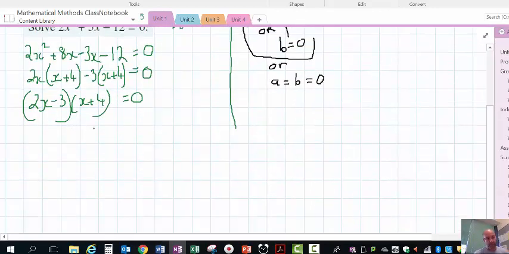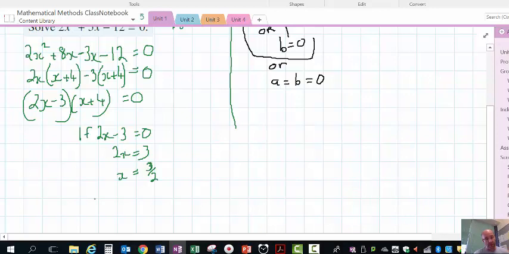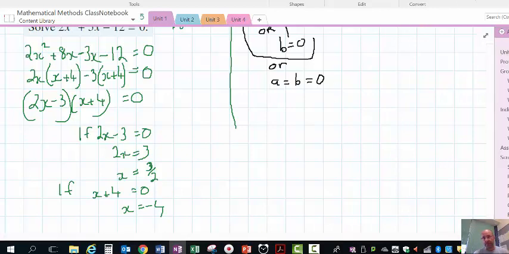So we go, if 2x minus 3 equals 0, that's the first of the two factors, then 2x equals 3 and x equals 3 over 2. So we have one solution, 3 on 2. And the other factor, if x plus 4 equals 0, x equals negative 4. So we have two solutions there. So the solutions for x are x equals 3 on 2 and x equals negative 4.